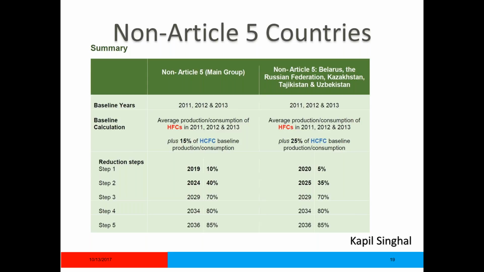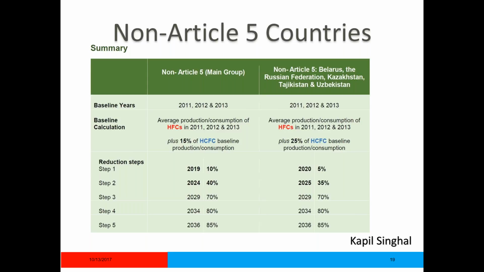Now here, if you recall what we talked about in HCFC phase out, the baseline for India was 2009 and 2010. Now for non-Article 5 countries, for HFCs, the baseline is 3 years: 2011, 12 and 13. So whatever is the HFC consumption and production of these 3 years, the average of that plus 15% of the HCFC baseline will be taken as a complete baseline for HFCs for non-Article 5 countries.